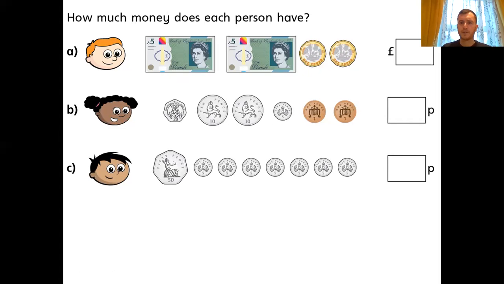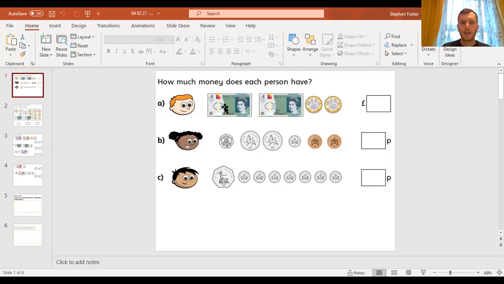Pause the video if you want some time to work those ones out, but just a little bit of a clue. This one doesn't have pounds and pence. The first one is just in pounds, and the next two are just in pence. So that makes it a little bit simpler. Let's have a look at those together. The first one, I only count in fives, so 5, 10, then plus 2 £1 coins, 10 plus 2, that's going to be £12 in total.